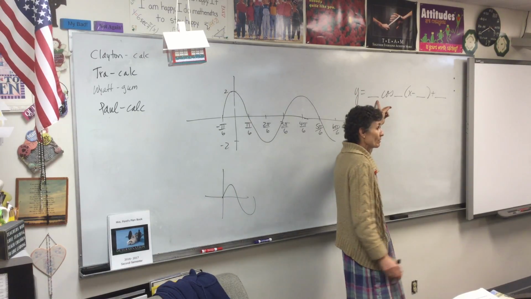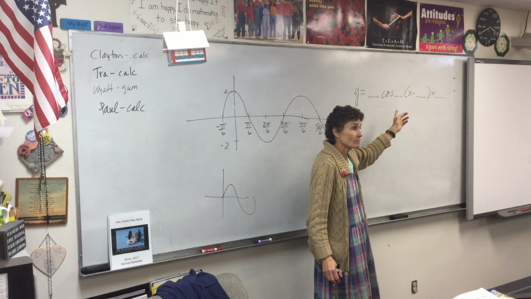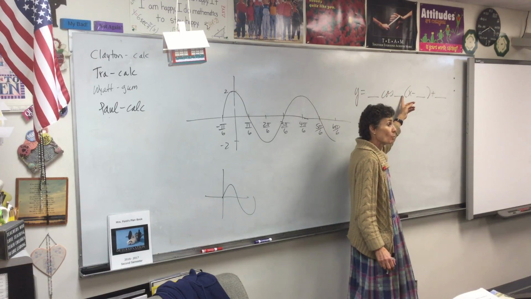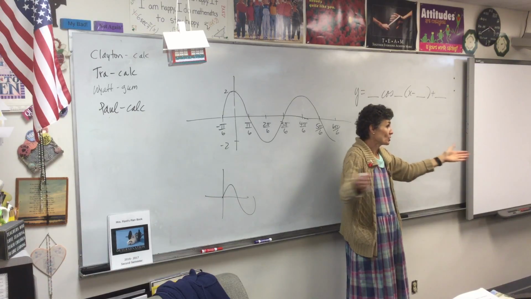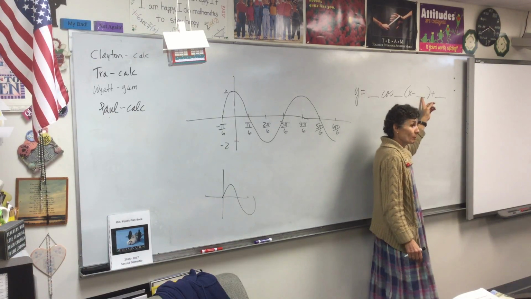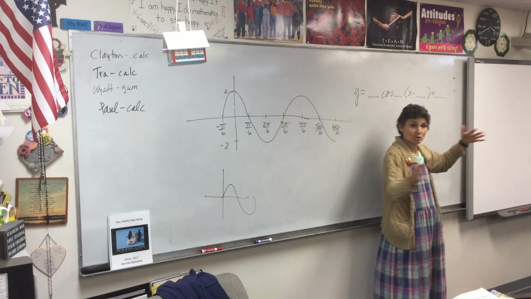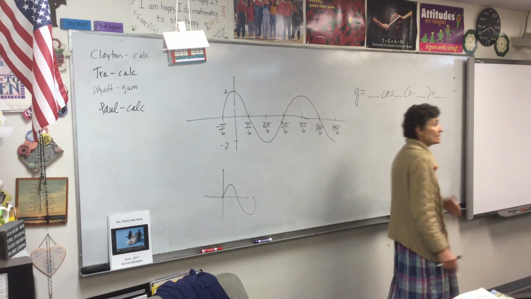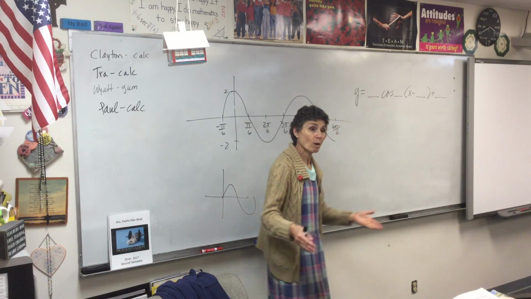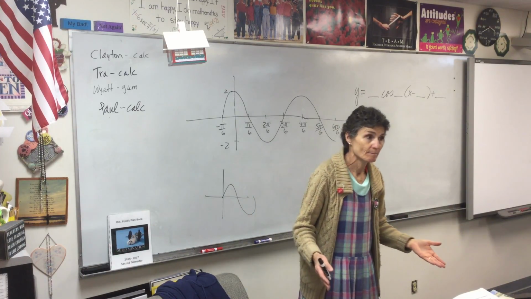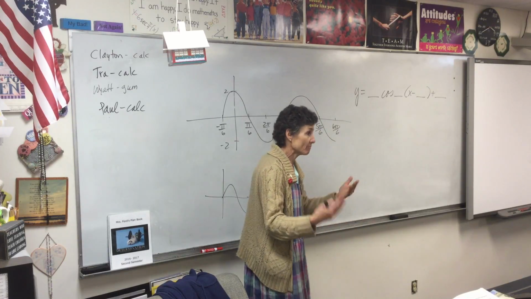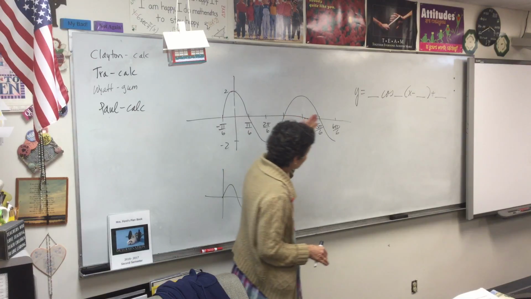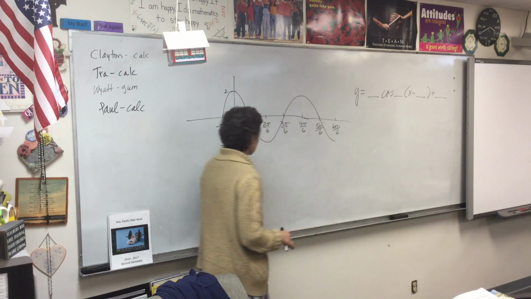You can put a number out here in front that does what? Changes the height, amplitude. You can put a number here that does what? Changes the width, changes the period. You can put a number here that does what? Shifts you left and right, and you can put one here that shifts you up and down. Now, that isn't to say that every equation is going to have all 4 numbers, but you could have those 4 numbers, right? So your job is to fill in all the blanks for this picture.